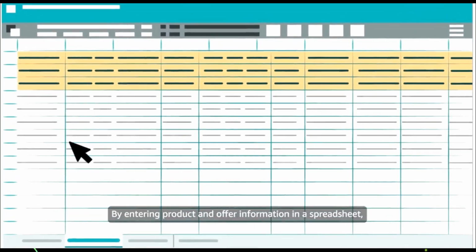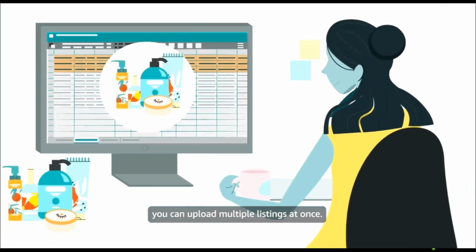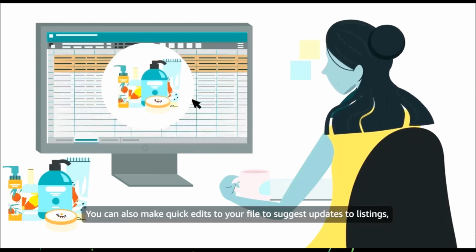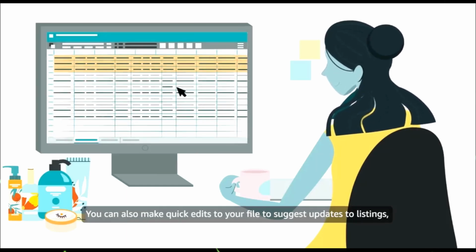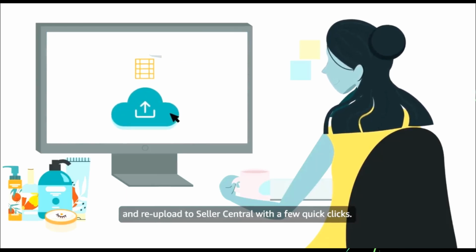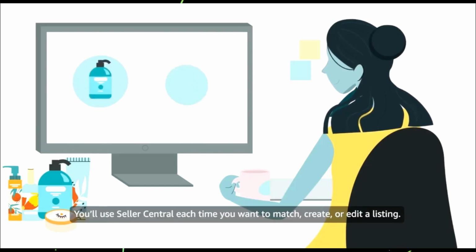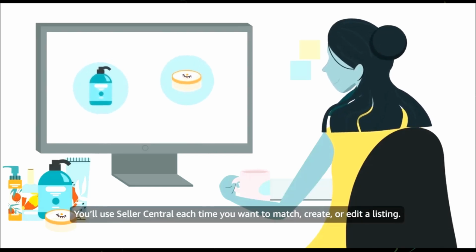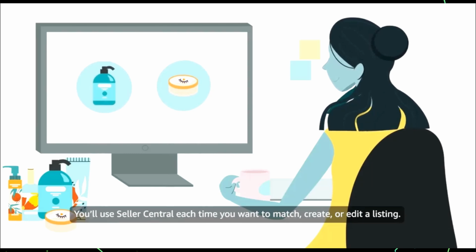By entering product and offer information in a spreadsheet, you can upload multiple listings at once. You can also make quick edits to your file to suggest updates to listings and re-upload to Seller Central with a few quick clicks. You'll use Seller Central each time you want to match, create, or edit a listing.